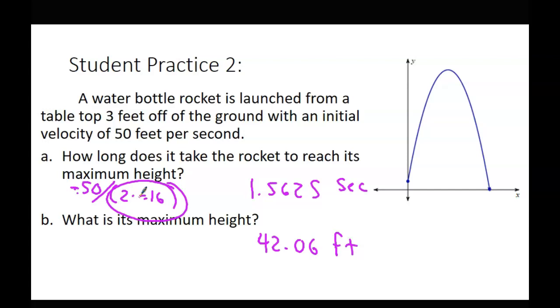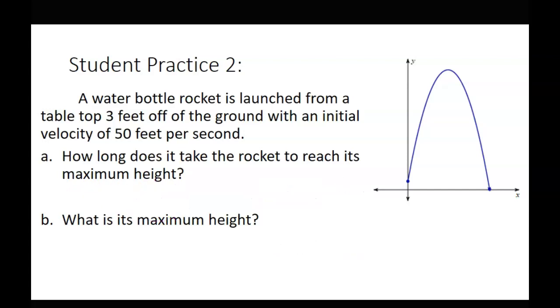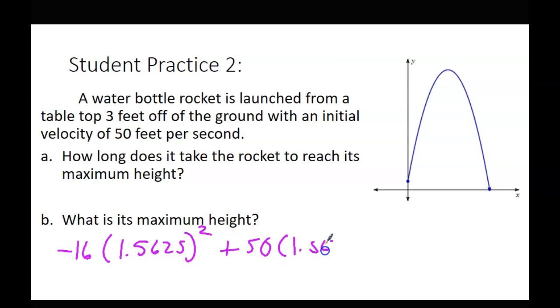Now, as for this one, here's what you guys should have typed into your calculators. You should have had negative 16, parentheses 1.5625 with a little 2 right there, plus 50 times 1.5625 plus 3. If you did that, you should have gotten 42.06. If it's confusing to punch it all in at once, I like that because it's faster, but if you're having a hard time, you can do it piece by piece, like square it first and then multiply it. It also takes a long time.